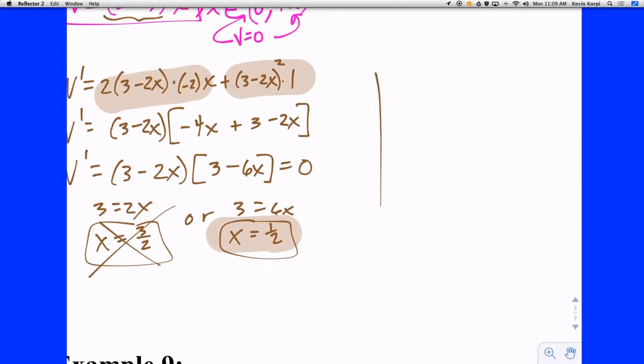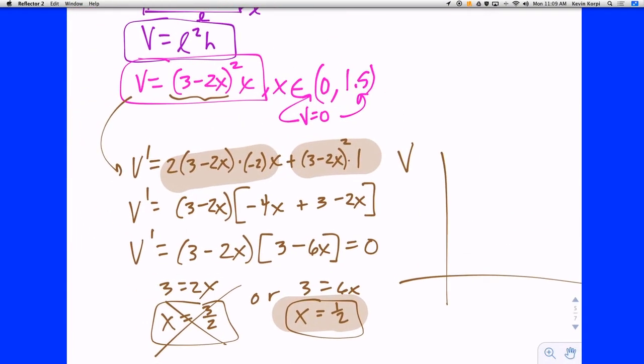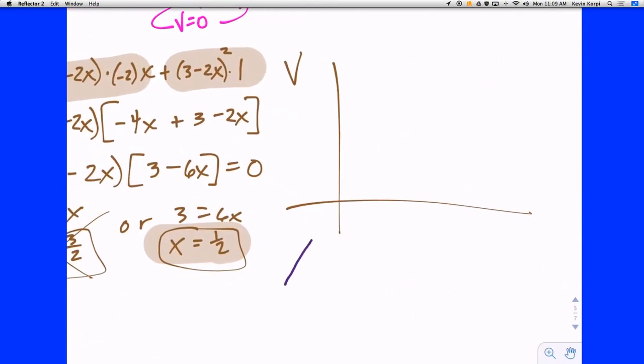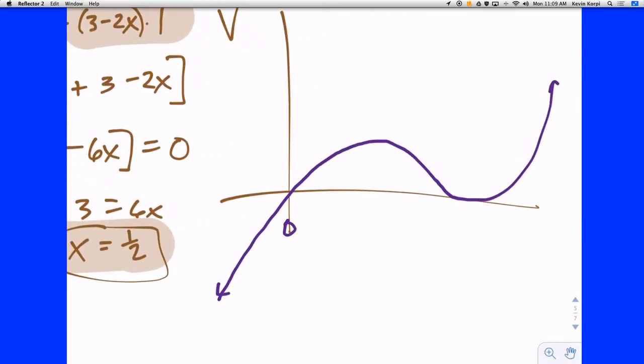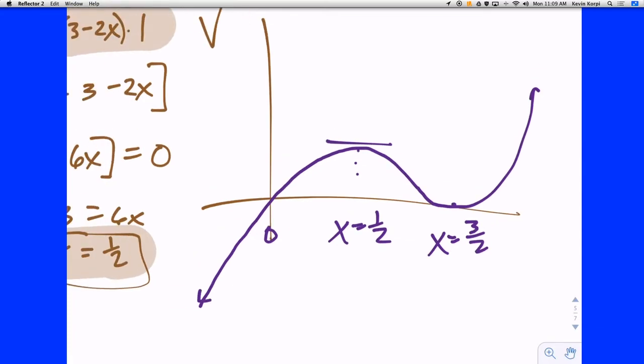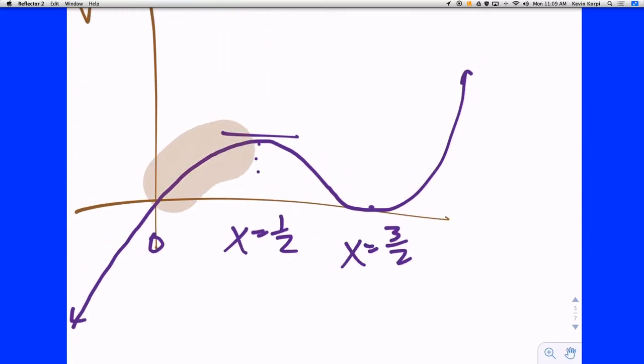So from there, we can actually curve sketch a little bit. If we're trying to figure out what the volume function looks like, it's going to be a cubic polynomial, and it's going to look something like that. We know that this is 0. Here's your first horizontal tangent, which we just found out to be at 1/2. The second horizontal tangent was at 3/2. And that's where it actually bounces off the x-axis there. And there's your volume. But notice, we're only interested in this right here.